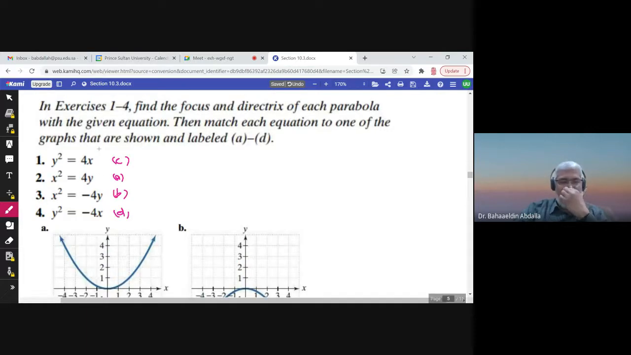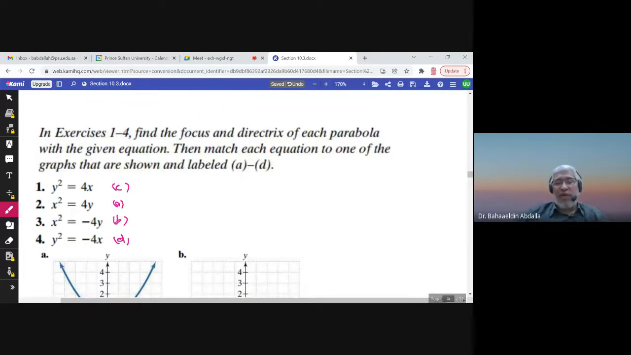But let us try to find the focus and the directrix without graphing, although you can graph and then find the focus and the directrix, no problem. In all the cases, 4p is 4, so p is 1. Okay, in all the cases, p is 1.